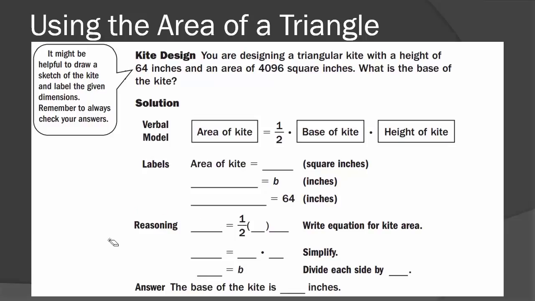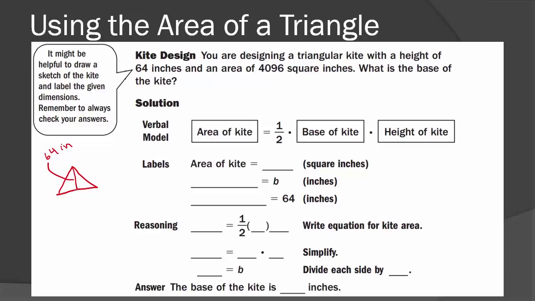They gave us a hint. They asked us to draw a picture. So let's draw a picture of a triangular kite. Triangular kite means that the kite looks like a triangle. The height is 64 inches. Remember, the height is the perpendicular distance from the base to the vertex. We know that to find the area of a triangle, it is 1/2 base times height.